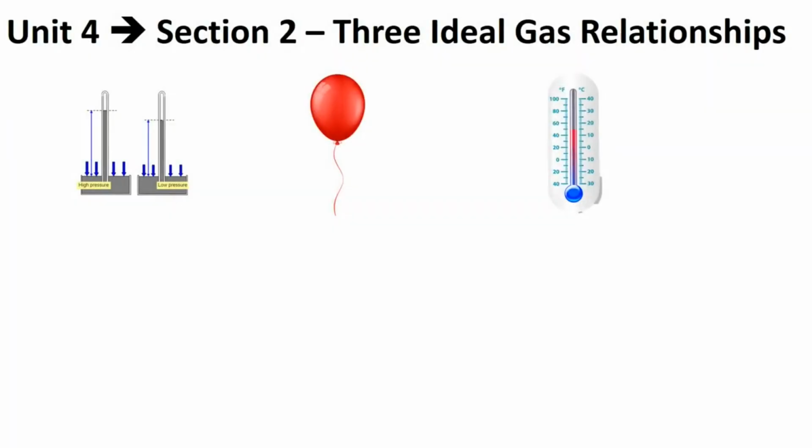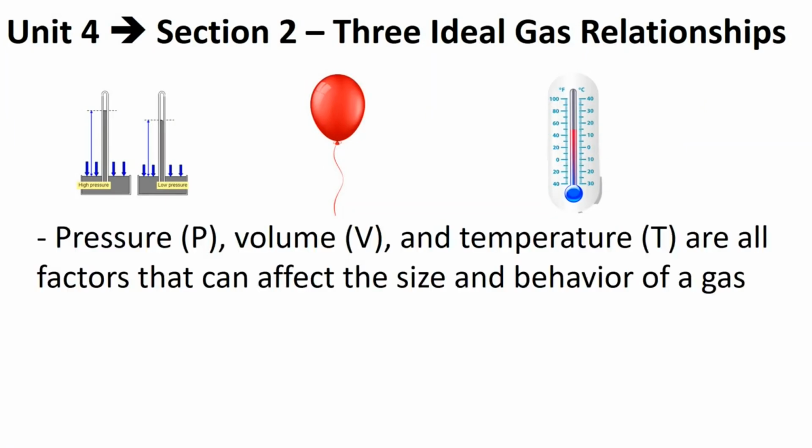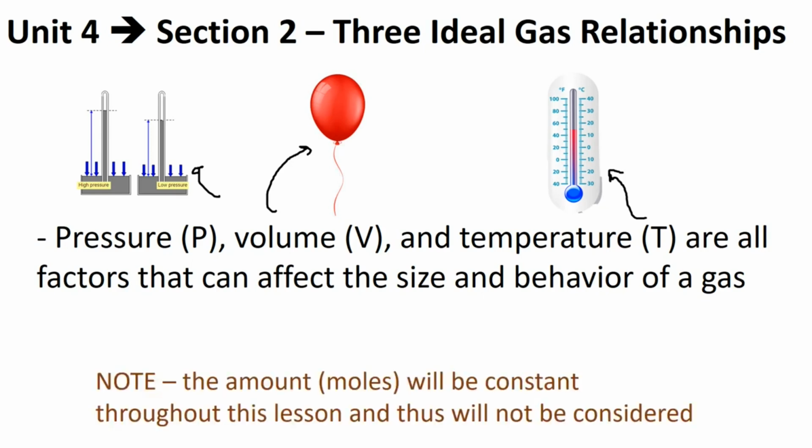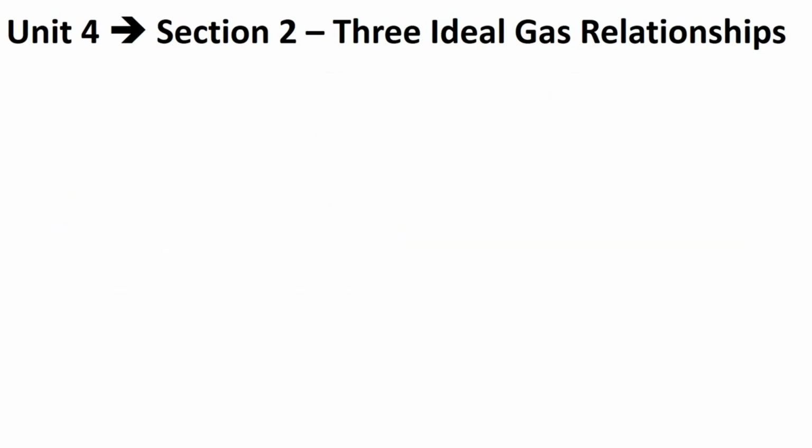We're going to be looking at 3 ideal gas relationships in this section. So pressure, this is standing for pressure right here. Volume, that's going to be our big red balloon. And temperature, there's our thermometer, are all factors that can affect the size and behavior of gases. Now there's one other thing to consider, and that's the amount of gas we have present in each situation. The amount or moles will be constant throughout the lesson, so we're not going to consider it. We'll disregard the moles for now.